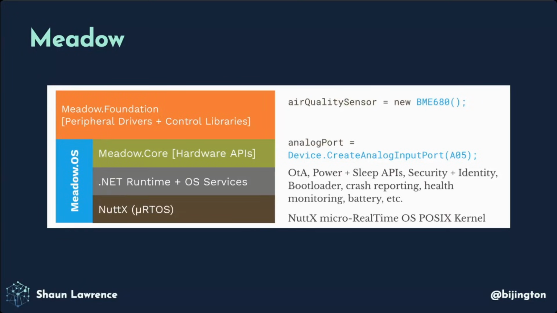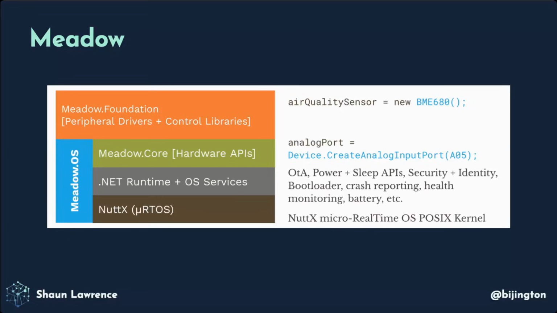Now, Meadow is a full-stack IoT development environment, and on this slide you can see a bit of a breakdown of how it's structured. I'll start at the bottom. The bottom layer, the Meadow OS, is built on top of the NuttX micro real-time operating system, which is an open source project you can view. The code is then built to run on the Mono runtime inside of the Meadow operating system.